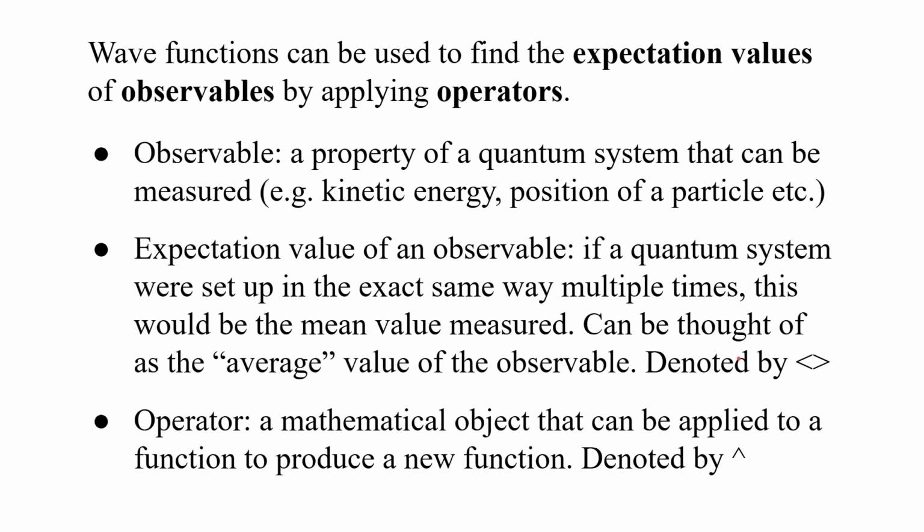And expectation values are denoted by these brackets right here. So for example, the expectation value of x is going to be like this, where you have x in these little brackets, and that's going to mean the average location of the particle, even though technically not the average, but you can think of it as the average location of the particle. And the hat is what denotes an operator. So if you have, for example, a hat, that is the operator A acting on, let's say, f of x. That is how you write the operator A acting on f of x.